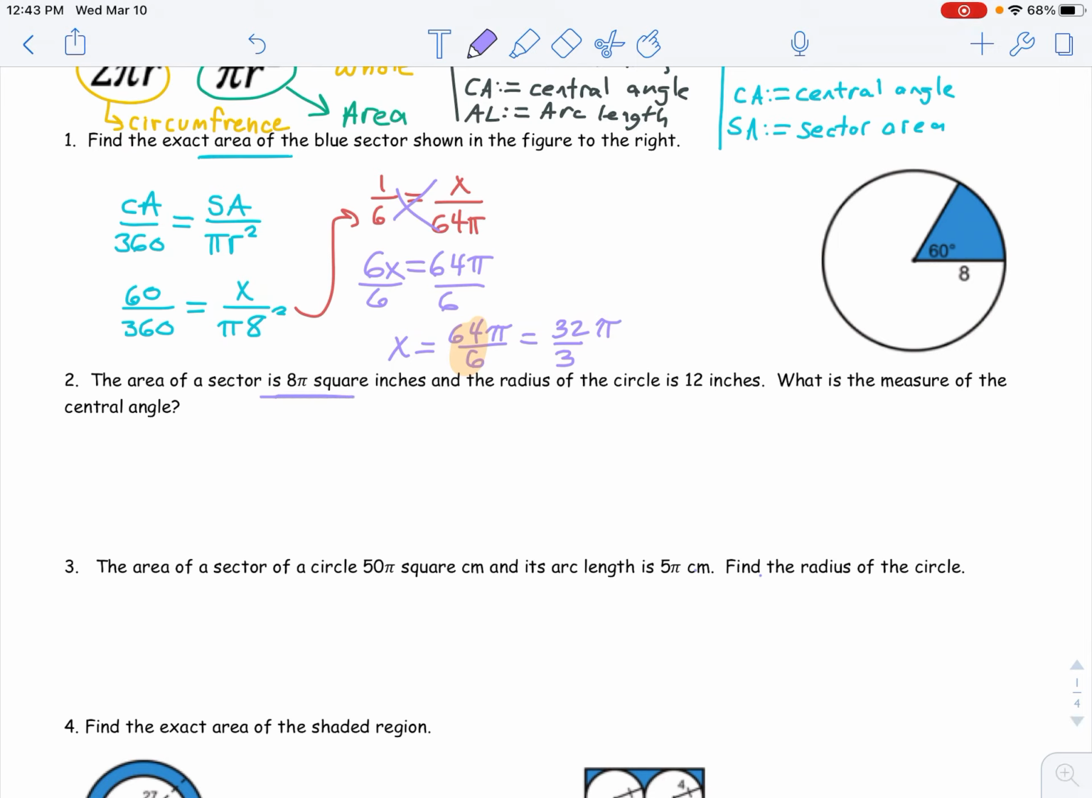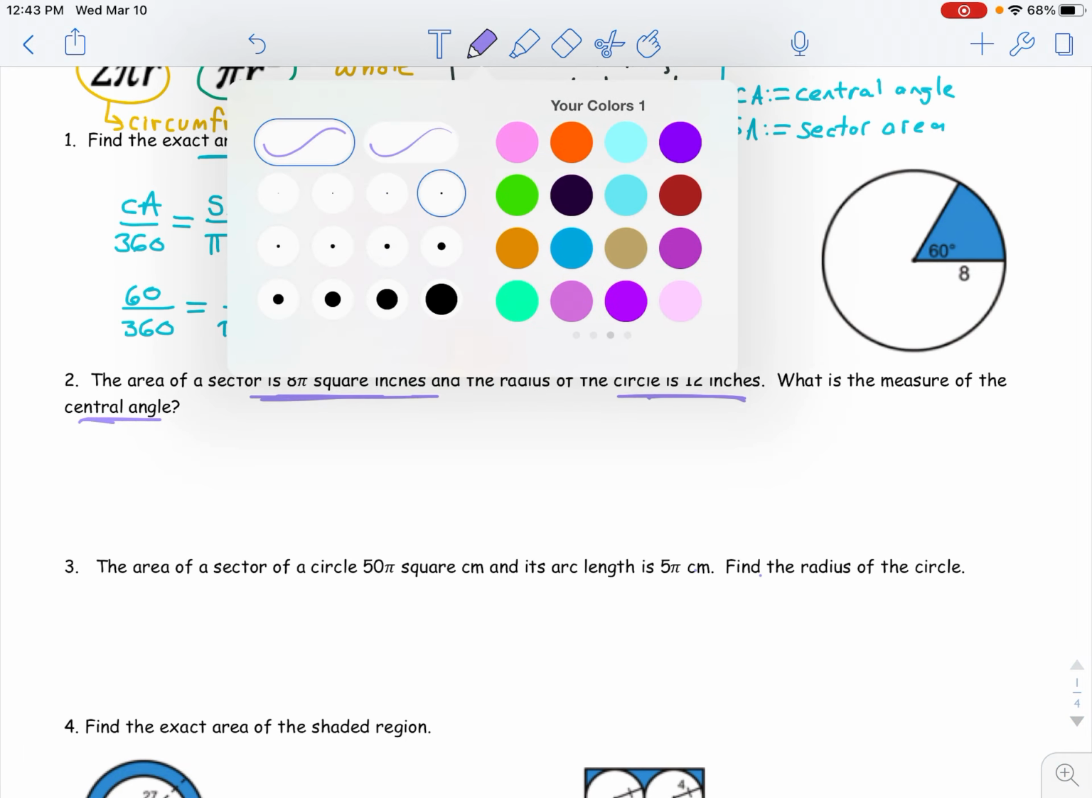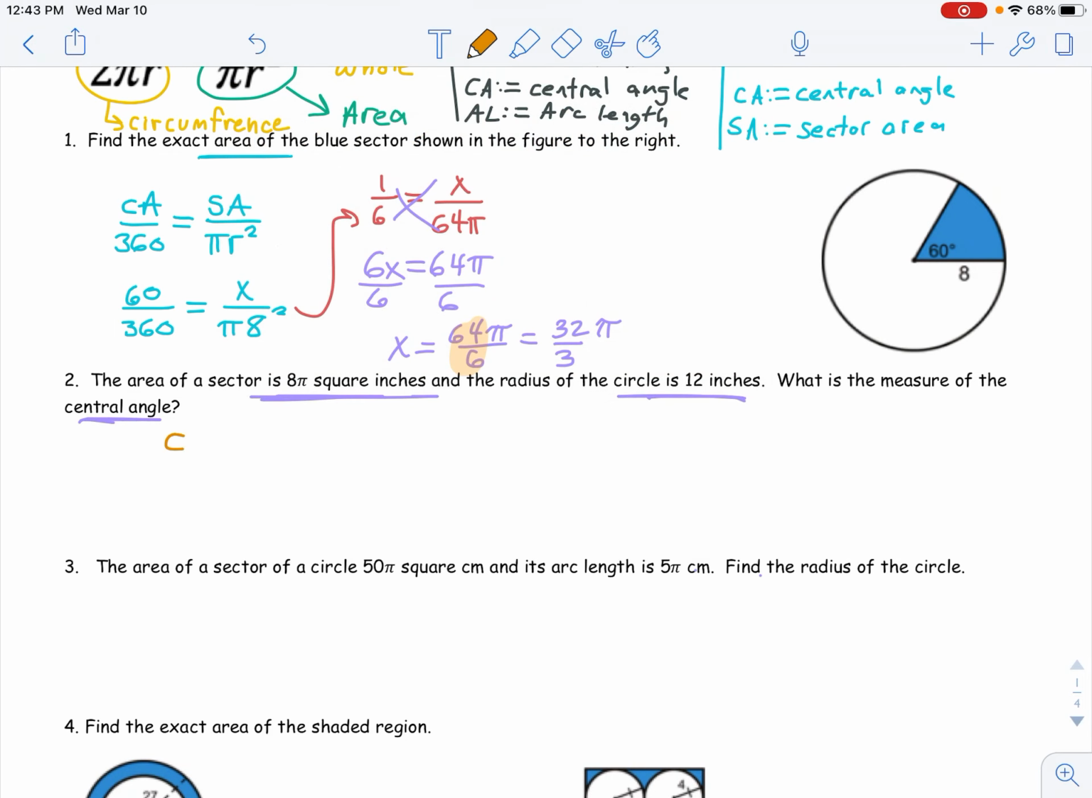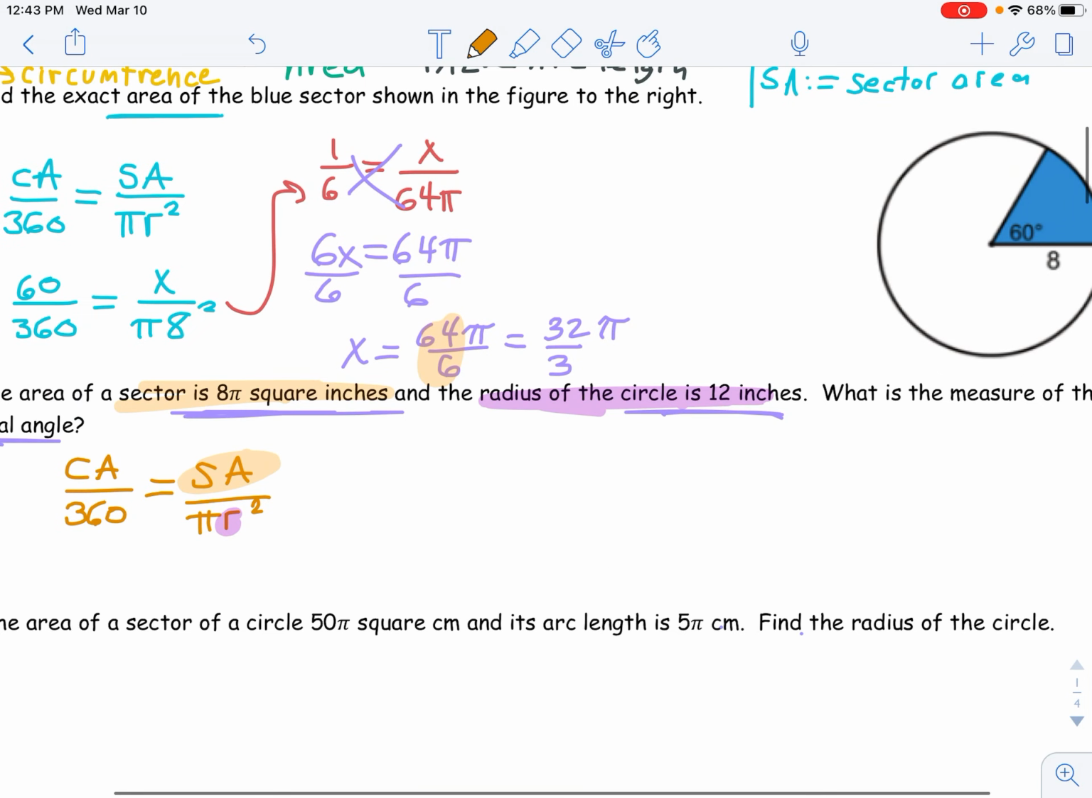All right, now this time the sector area is 8 pi square inches and the radius is 12. We're going to find the central angle. So this time we're finding something different. All right, central angle is actually what we're finding this time, 360 times sector area over pi r squared. All right, so carefully plug in stuff. Sector area, I'm going to plug in 8 pi for that. Radius, I'm going to plug in 12 right there.